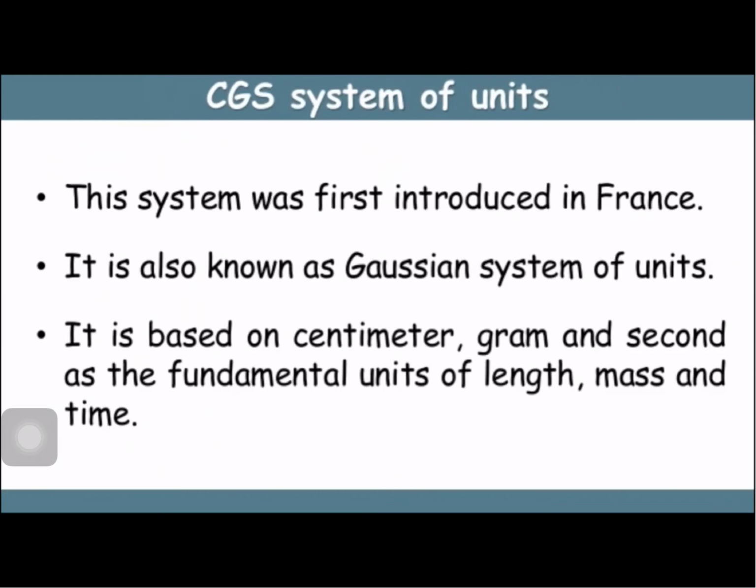And next, in olden days three systems of units were used: CGS, MKS, FPS. What is CGS? The CGS system was introduced in France. This was known as the Gaussian system of units. It is based on centimeter, gram, and second. That means as fundamental units, length, mass, time. Centimeter is used for measuring length, gram is used for measuring mass, second is used to measure time. Based on that, it is known as the CGS system.